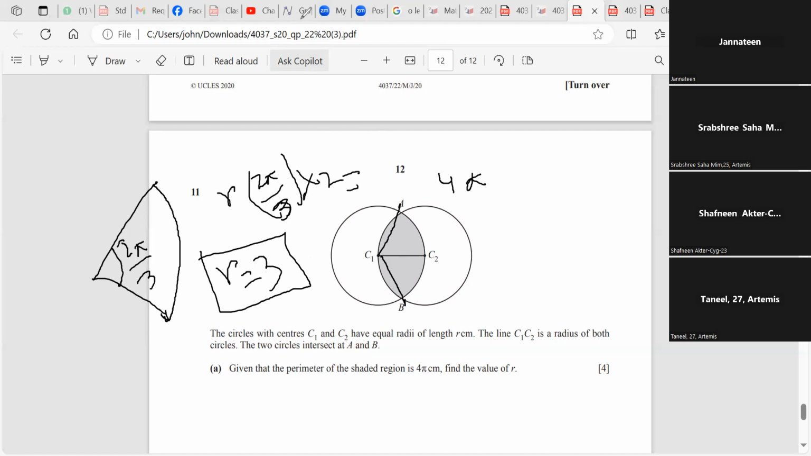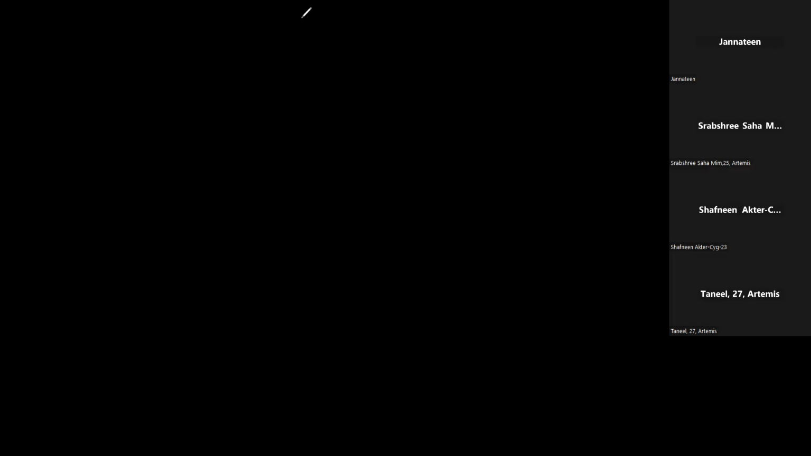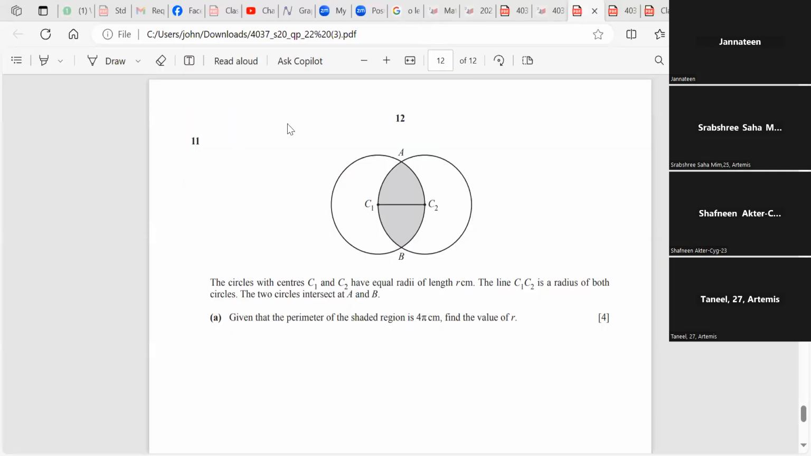Okay. If I look at half of the graph, this part only. Let's say I look at only half of the graph.